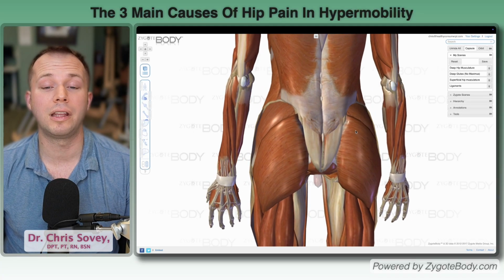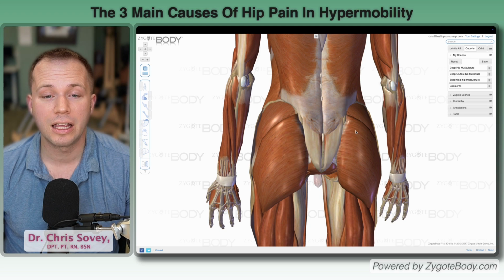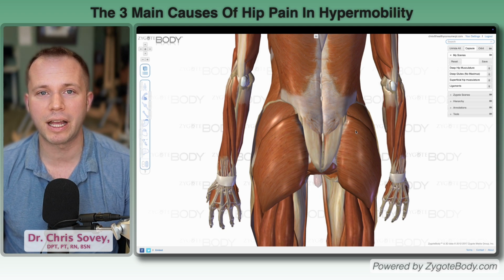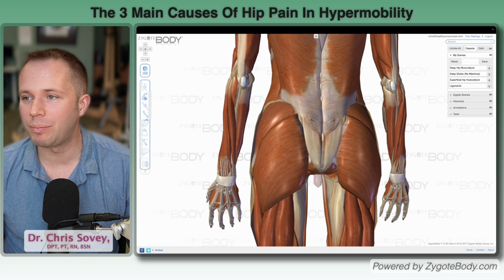So which is it? That's always the question. Is it a problem with muscle imbalance? Is it a problem with structural issues? Acetabular labrums, acetabular hip dysplasia. It would require a much longer video to get into some of those differences.